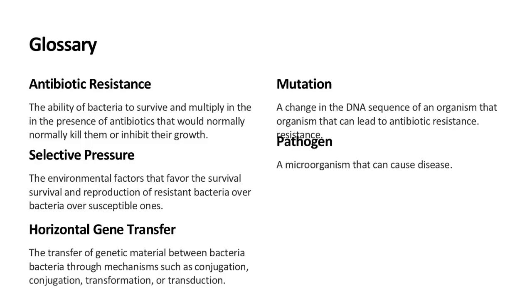Glossary. 1. Antibiotic resistance: the ability of bacteria to survive and multiply in the presence of antibiotics that would normally kill them or inhibit their growth. 2. Selective pressure: the environmental factors that favor the survival and reproduction of resistant bacteria over susceptible ones. 3. Horizontal gene transfer: the transfer of genetic material between bacteria through mechanisms such as conjugation, transformation, or transduction. 4. Mutation: a change in the DNA sequence of an organism that can lead to antibiotic resistance.